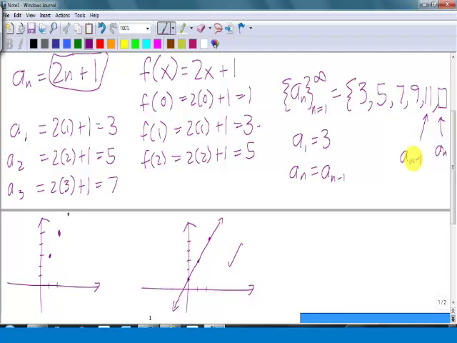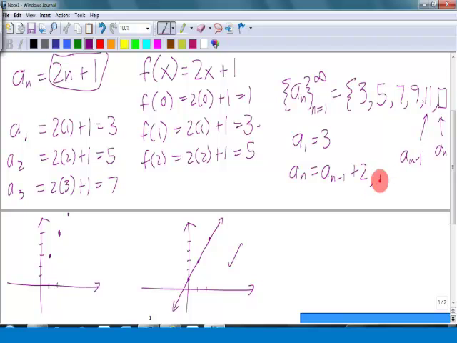So I know what a sub n minus 1 is. I want to know what a sub n is. The directions: add 2. I want to know a particular term. We'll look at the term in front of it and add 2. And we just keep adding 2 and adding 2 and adding 2, and that keeps on giving us the next term that we want.